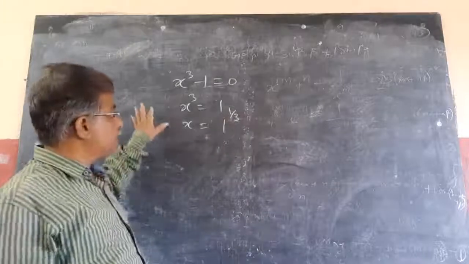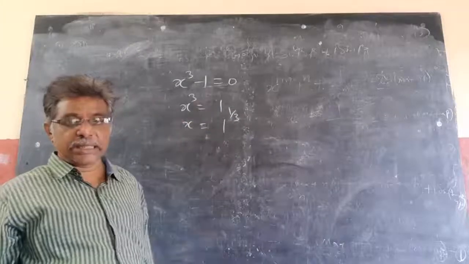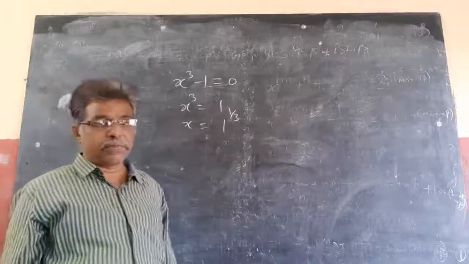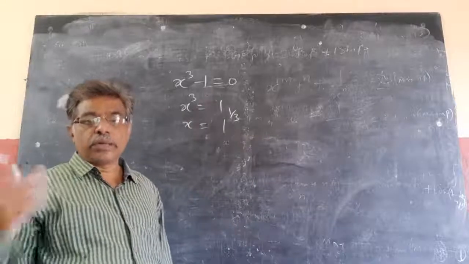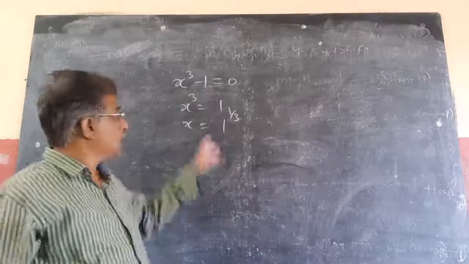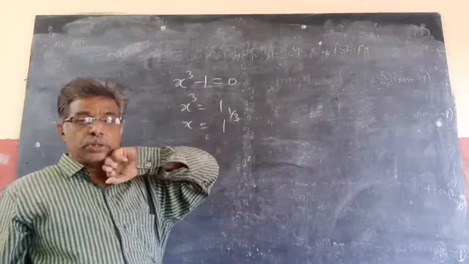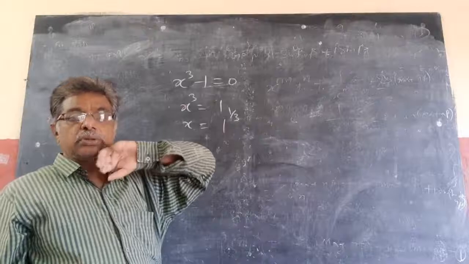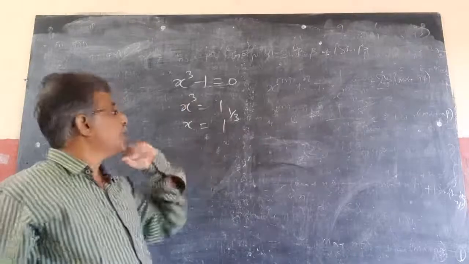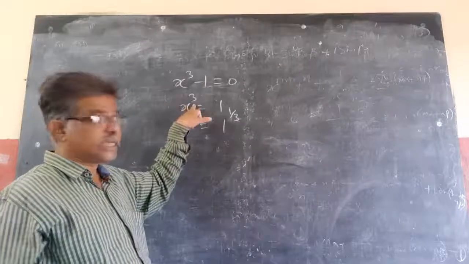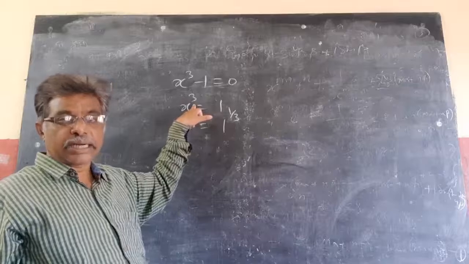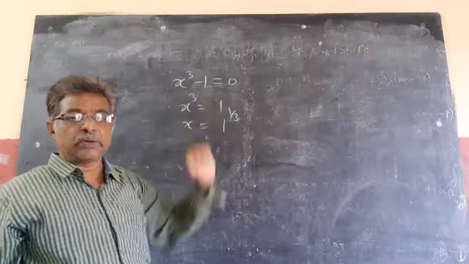You will usually write in previous, lower classes, x cube equal to 1 means x equal to 1. But x cube equal to 1 means there will be 3 roots, cube roots. There will be 3 roots. So those 3 roots we need to find. In previous lower classes you would write simply 1, but you should not write that here. You need to find all the 3 roots.